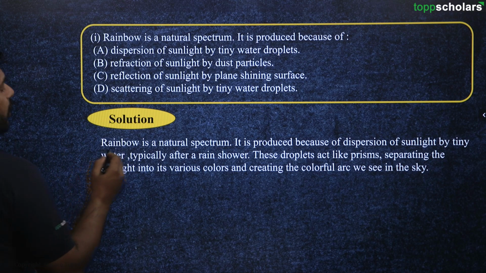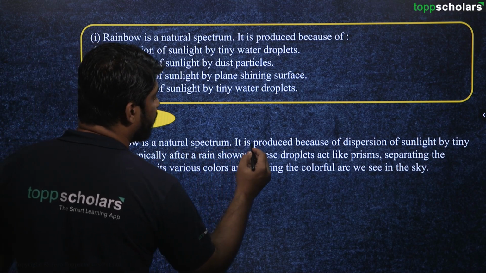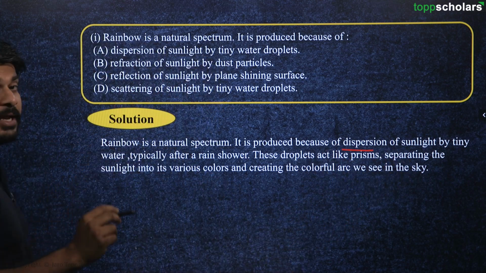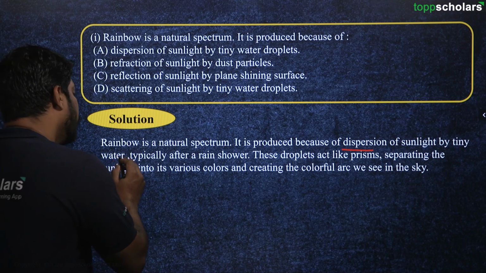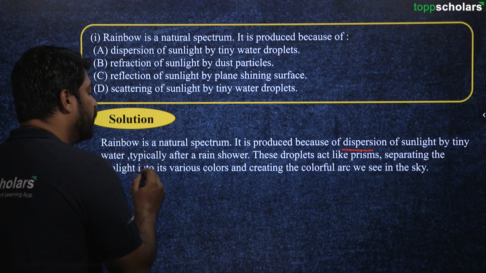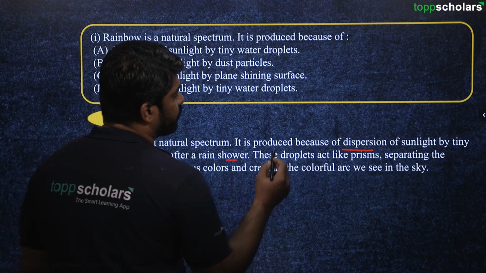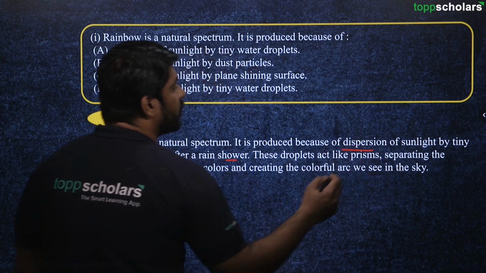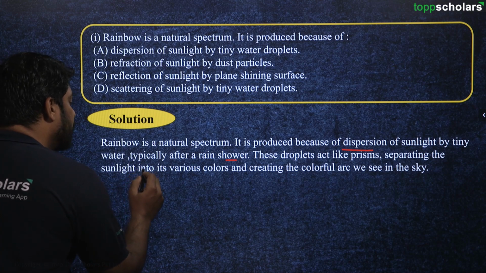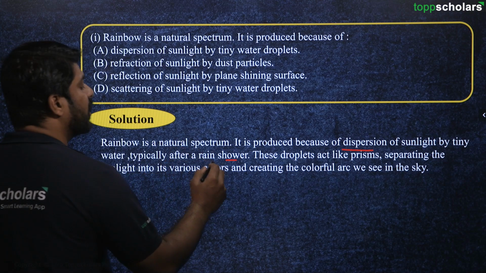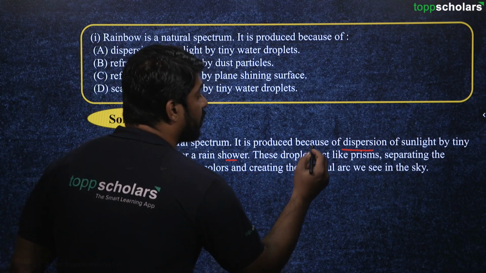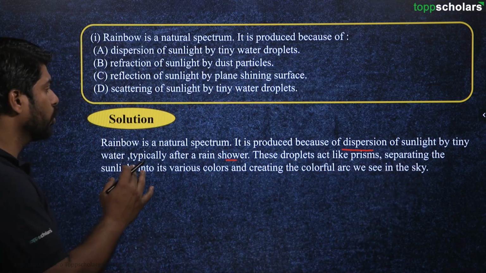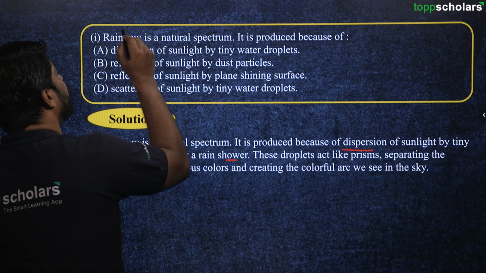As we all know, rainbow is a natural spectrum. It is produced because of dispersion of sunlight by tiny water droplets, typically after a rain shower. These droplets act like prisms, separating the sunlight into its various colors and creating the colorful arc we see in the sky. So over here the correct answer is dispersion.